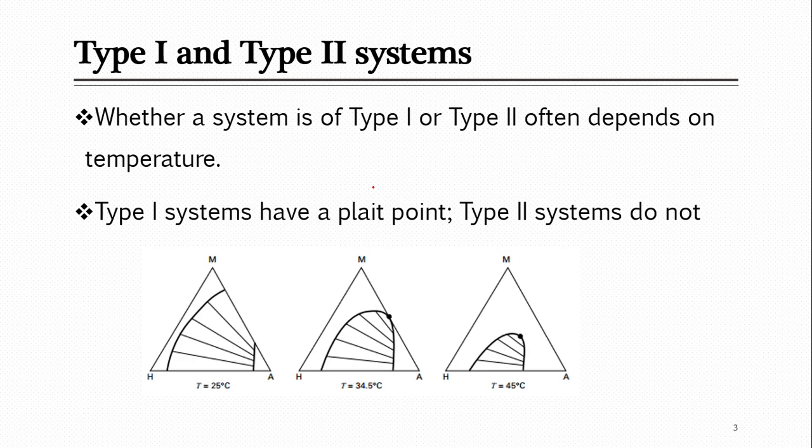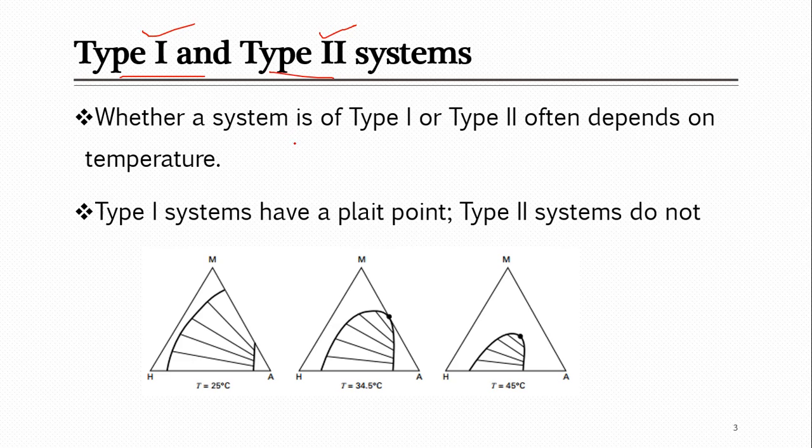Before I jump to that method, there is one slide which is about type 2 and type 1 systems. Type 1 system, which you already know, is what we are designing for, and the same is applicable for type 2. I told you that type 1 are those systems in which solvents are partially miscible, while type 2 are those in which solvents are totally immiscible.